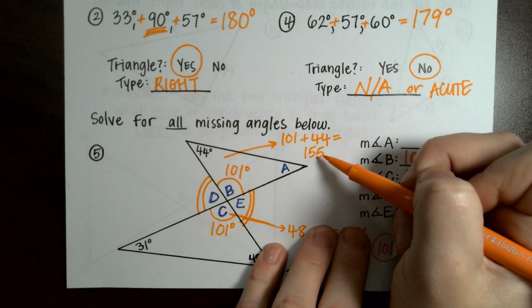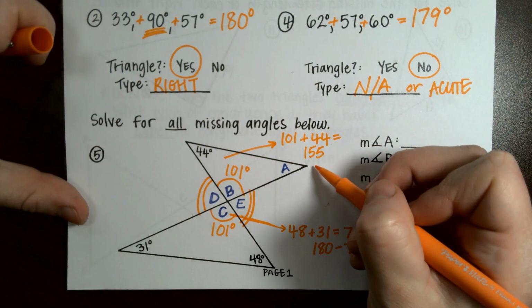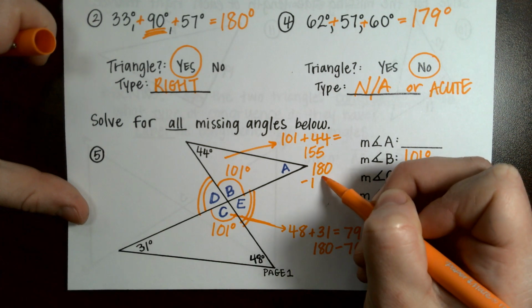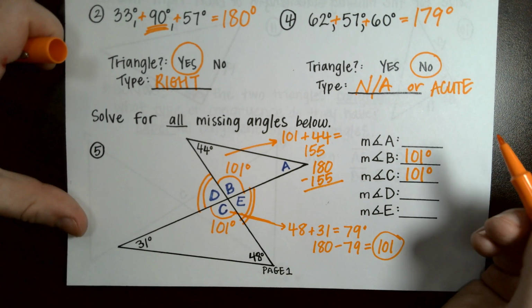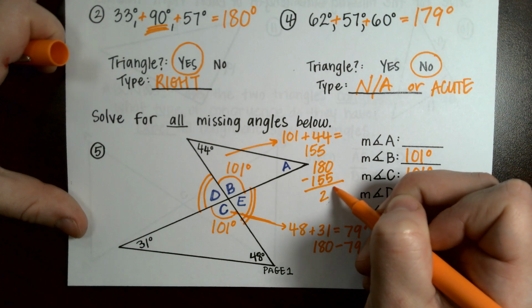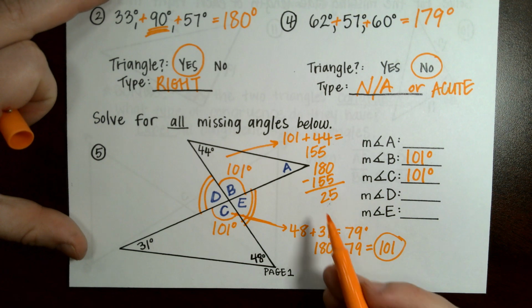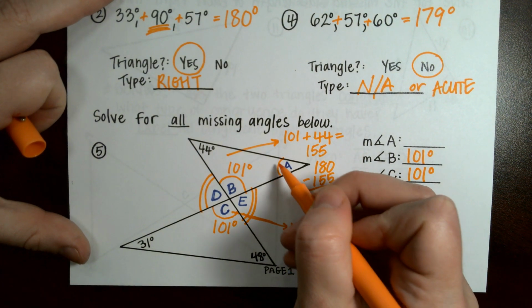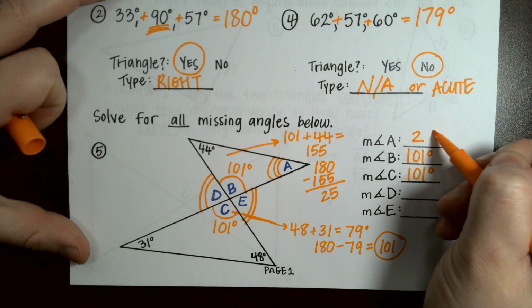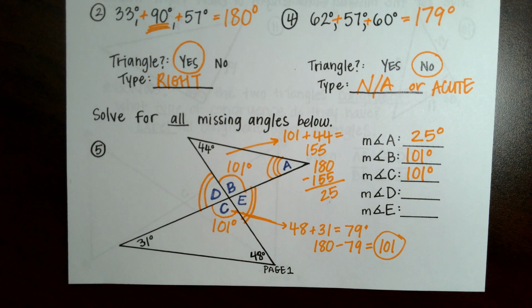So am I correct there? 155 degrees? Yes. Subtract that from 180. Perfect. 180 minus 155 is 25. Sounds good to me. I don't know why that doesn't sound right, but I'm sure it is. Yep, 25. Okay, so which angle was 25 degrees? A. Here, 25 degrees. So we still need D and E. What are we going to do to find those?